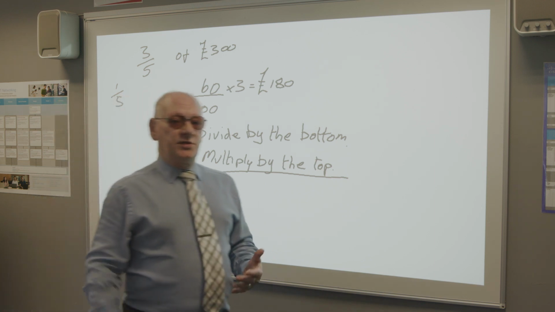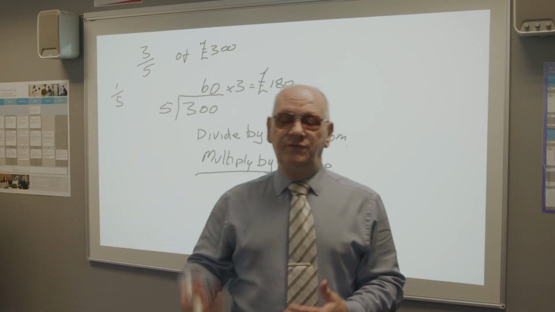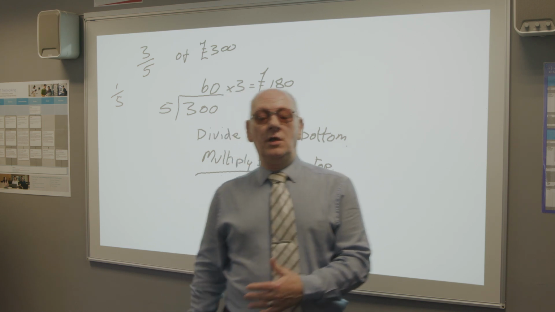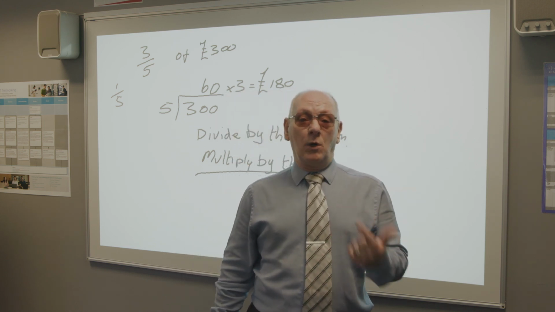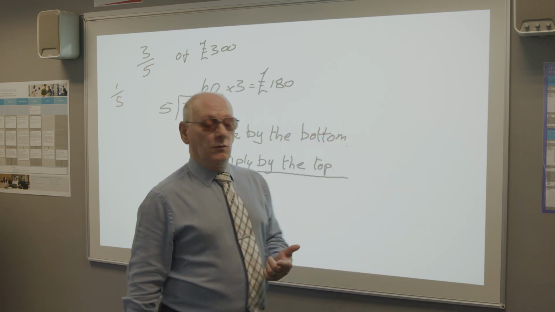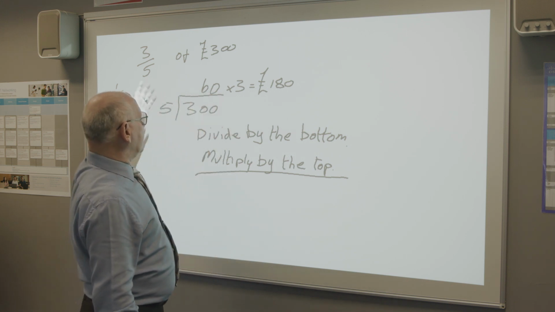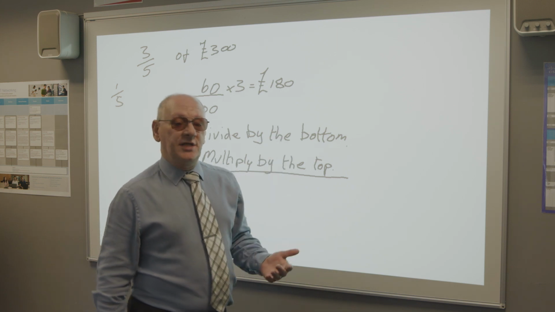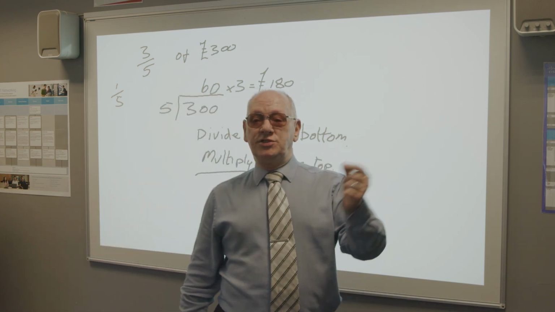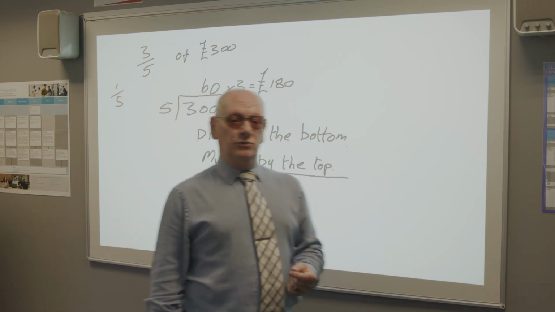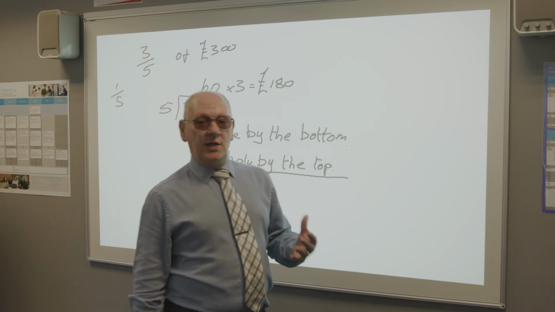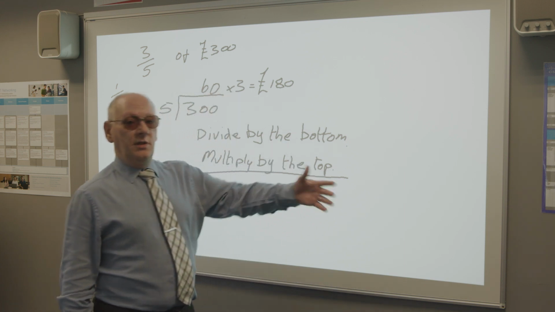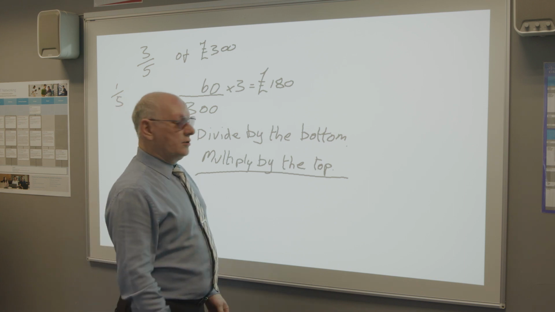There are several ways of doing some of this, but I'm trying to give you the easiest way for each one, so that you're only having to remember one rather than several. So with fractions, divide by the bottom, multiply by the top. With percentages, it's the percentage times the value divided by 100. They're the two easiest ways of finding the separate values that you're looking for.